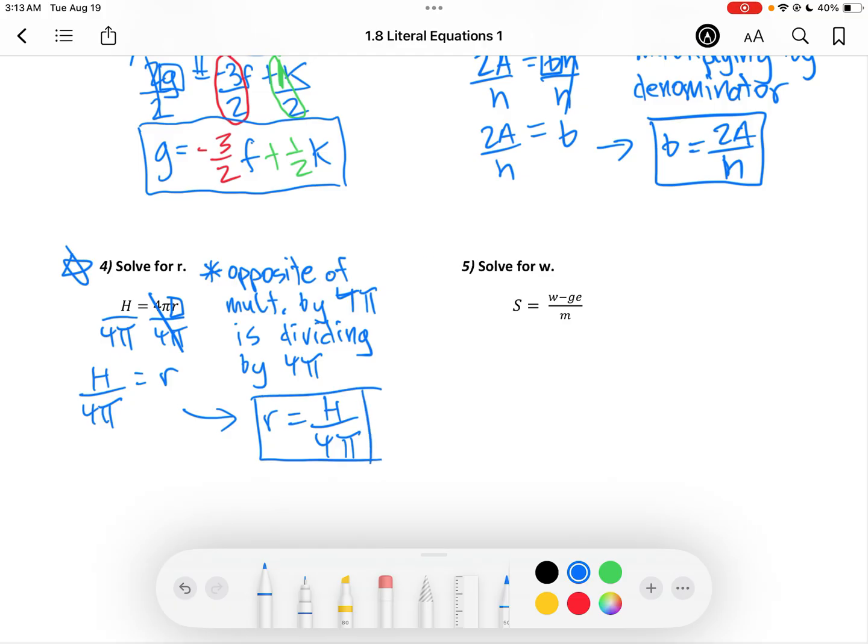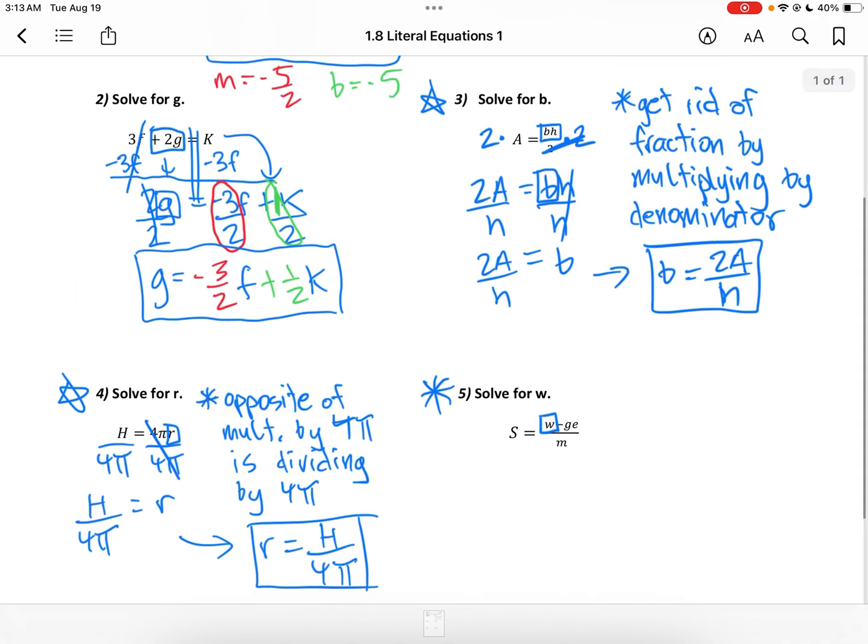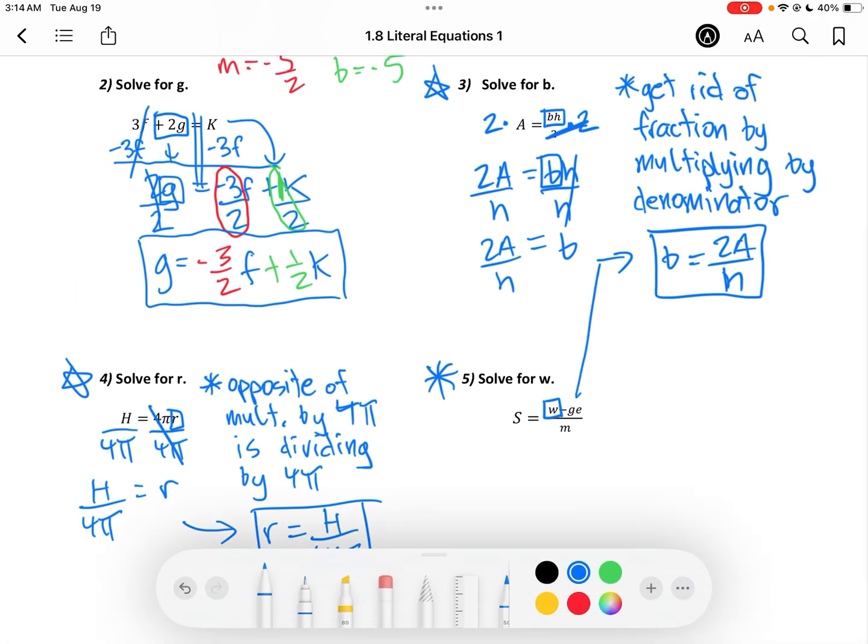All right, and here's our challenge question of the day, solving for the letter W. Okay, this one is very intimidating because of the way it's set up. It's a fraction, and the W is not clumped together with the G and E. So let's see what happens here. So I'm going to put that W in a box. Well, I'm going to use the same tip that I did up here. I'm going to get rid of the fraction by multiplying by the denominator. So I'm going to multiply by M and do the same thing on this side as well. So that gives me MS is equal to W minus GE.